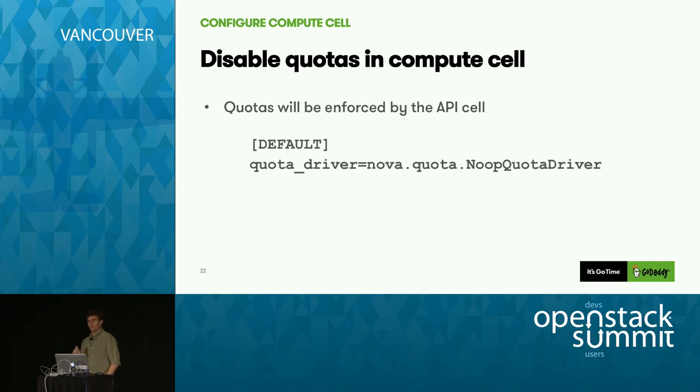Another thing to note is you want to disable quotas in the child cells, because all that enforcement happens at the API cell level. If you think about it, if you have a bunch of compute cells, they only have visibility to themselves. So if you have a quota set and you're trying to enforce that quota at the compute cells, you're going to let people have more than what they're allowed, because they're going to be allowed their full quota in each of those cells. That's why we have to do that enforcement at the top level cell and just disable it at the lower level.